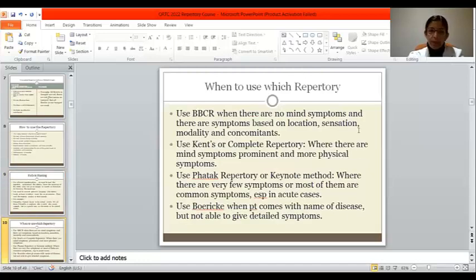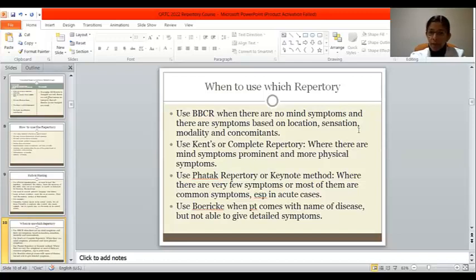When to use which repertory? Now this is an art, and each case is different, and each case is going to teach you which repertory you need to use. So that will come out of experience. So our first choice is BBCR when there are no prominent mental symptoms, and when there are symptoms based on location, sensation, modality, and concomitance. That is LSMC, which we say in short form.